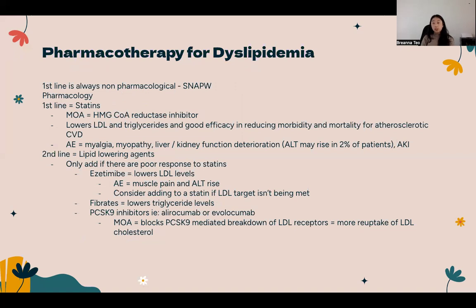Pharmacotherapy. The first line is always non-pharmacological, and then first line pharmacologically is statins. Important to know how to counsel these drugs as well. The side effects include myalgia, myopathy, liver or renal function deterioration, and an AKI. Second line depends more on what you're targeting specifically. So ezetimibe lowers LDL levels in particular, fibrates lower triglyceride levels, and PCSK9 inhibitors have more to do with LDL as well.